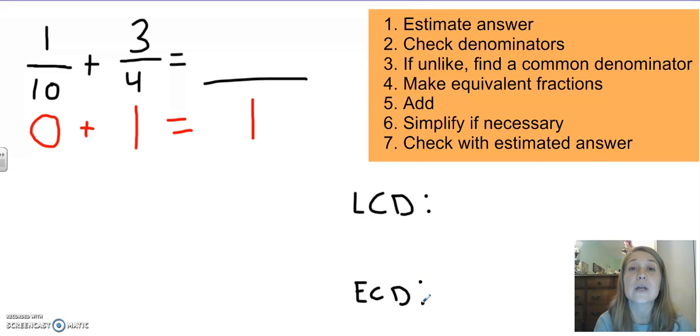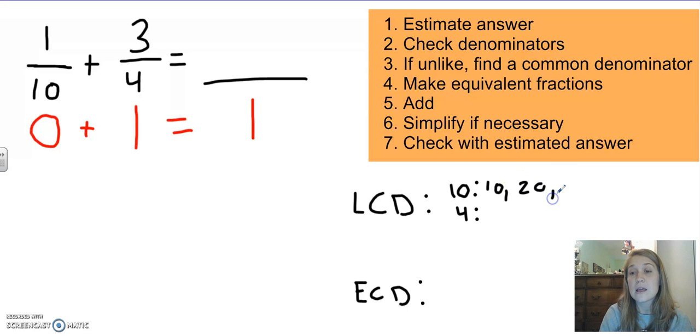So, the first thing we're going to look at is the least common denominator, and we do that by finding multiples of our denominators. Our denominators are 10 and 4. So remember, to find multiples, you just multiply your denominators. 10 times 1 is 10. 10 times 2 is 20. 10 times 3 is 30. 10 times 4 is 40. And I'm not going to go past that because I think I already see my least common multiple, but I'm going to check it to make sure.